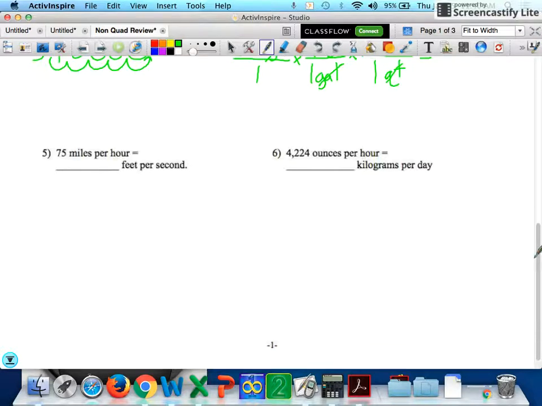Number 5 and 6 are our rate problems. We're still using conversion factors, but now we're starting out with 75 miles per 1 hour. So we have a unit down on the bottom. This is one of those problems where I would go ahead and identify what I want to finish with. I don't know how I'm going to get there, but I know I need to finish with feet per second.